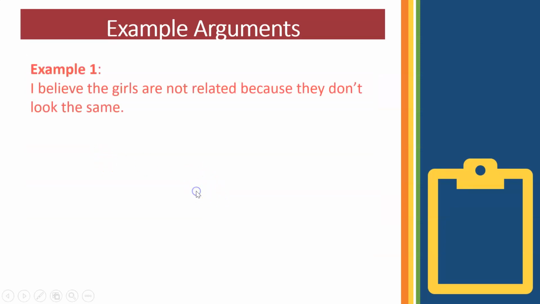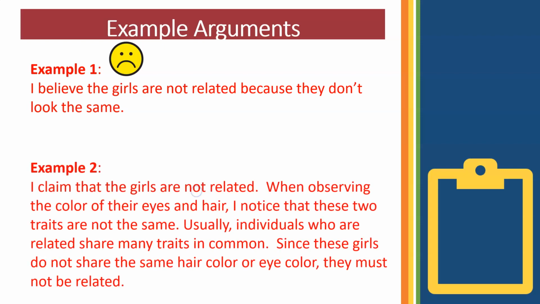Saying something like, I believe the girls aren't related because they don't look the same. That really isn't a convincing argument. The response doesn't point out any specific details that led to your thinking, and it doesn't draw or reason about your thinking of inheritance. A better response might be, I claim that the girls are not related. When observing the color of their eyes and hair, I noticed that these 2 traits aren't the same. Usually, individuals who are related share many traits in common. Since these girls don't share the same hair color or eye color, they must not be related. This argument is a bit more convincing.